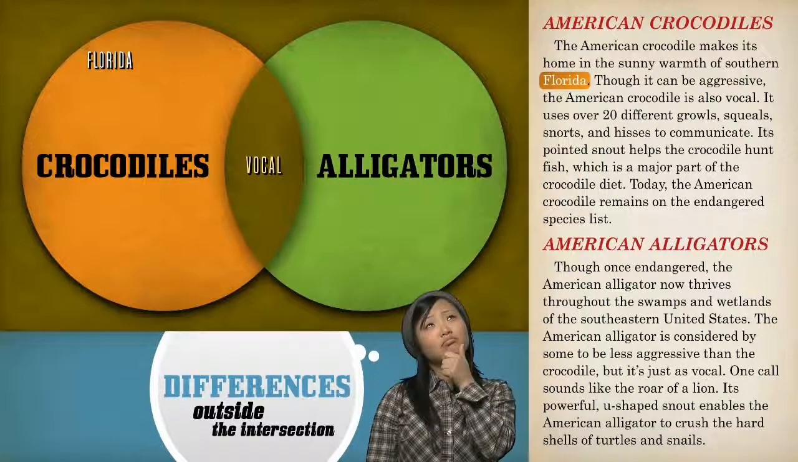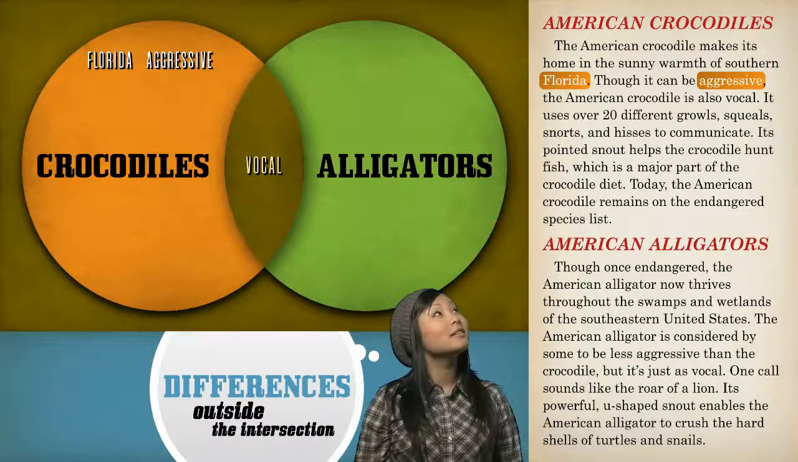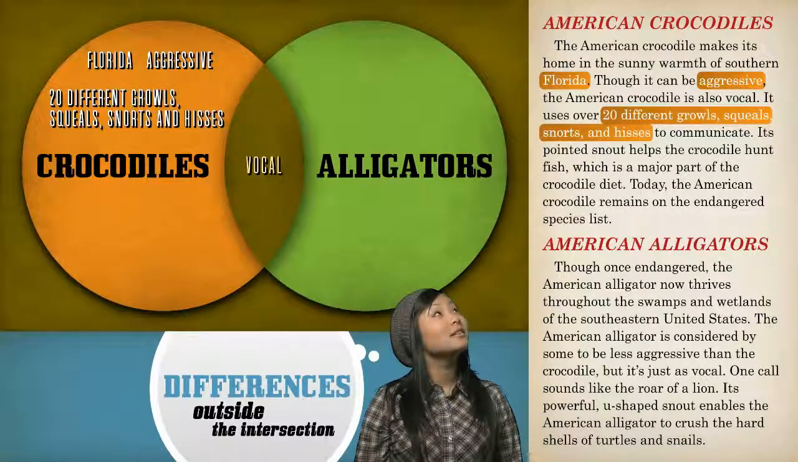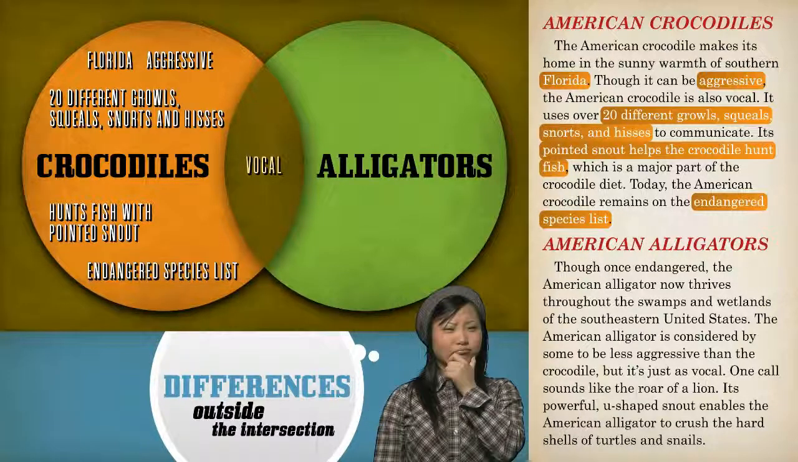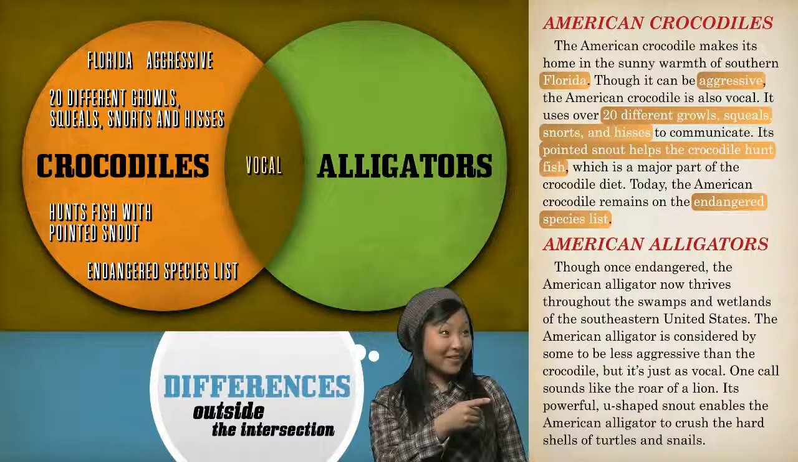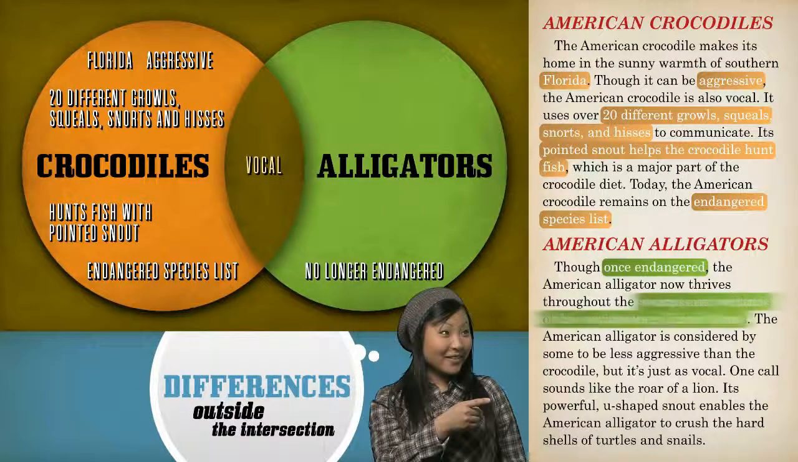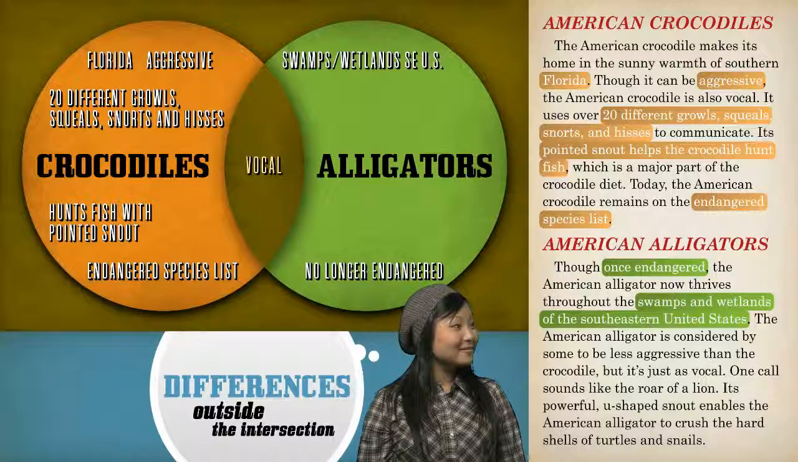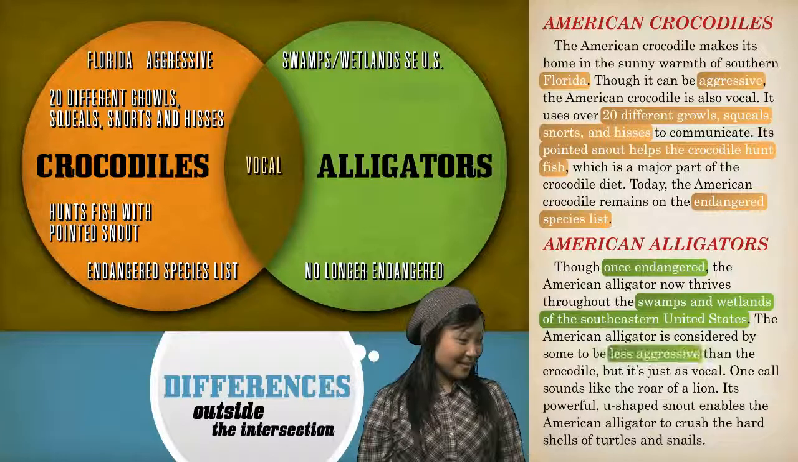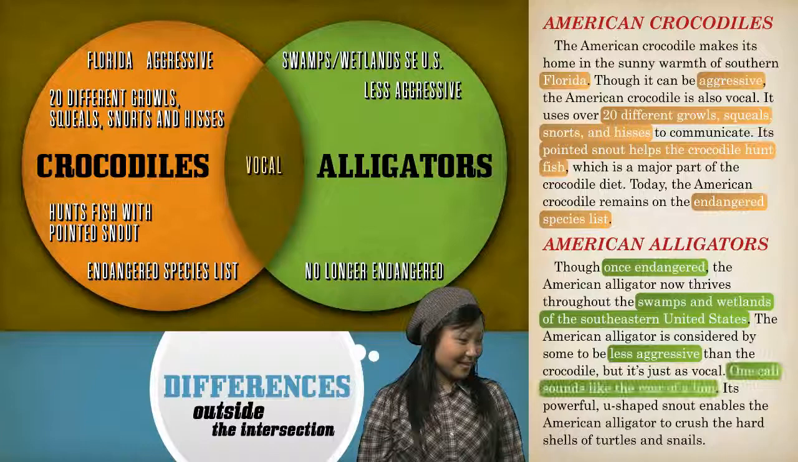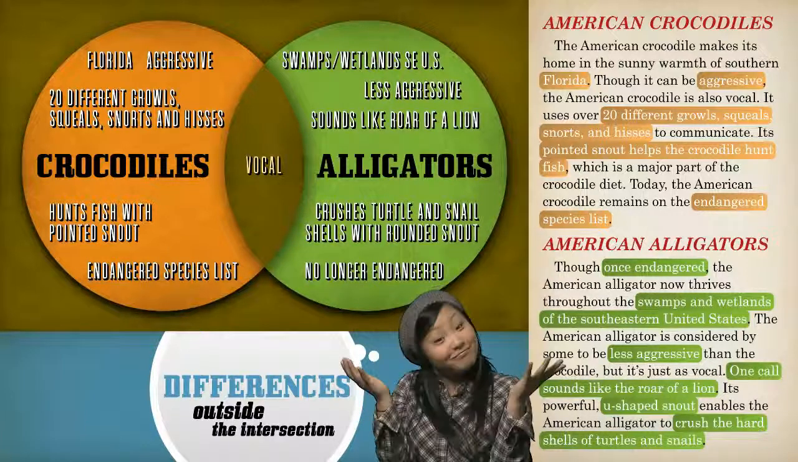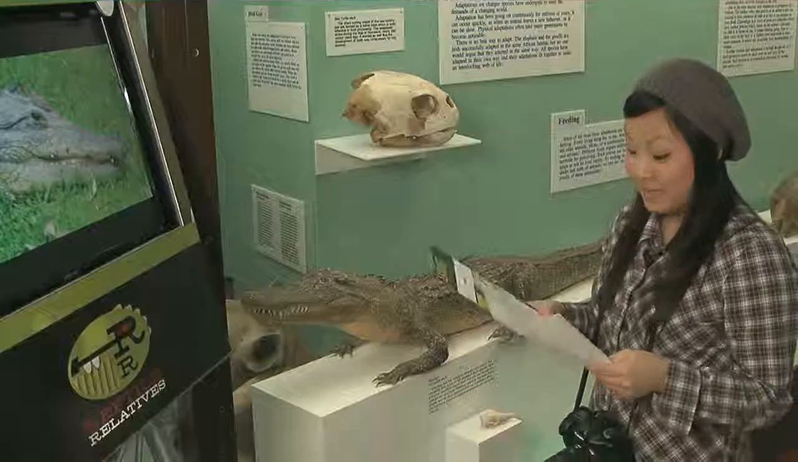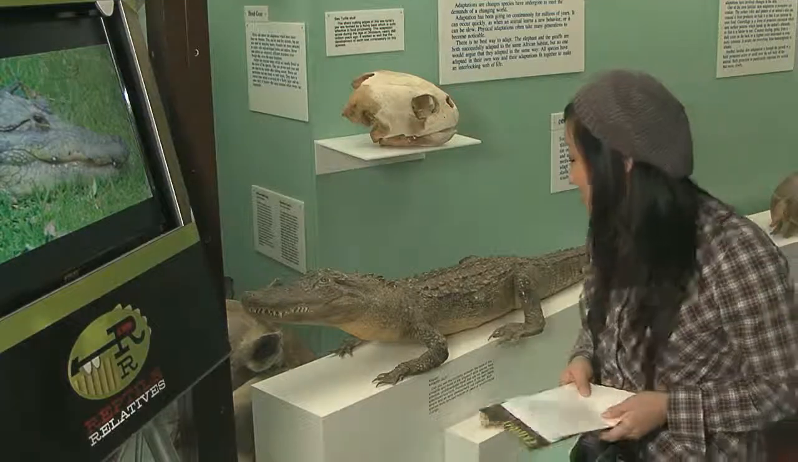Crocodiles live in southern Florida. They're aggressive. They have 20 different growls, squeals, snorts, and hisses. They hunt fish with their V-shaped pointed snout, and they're on the endangered species list. Alligators are no longer endangered. They live in swamps and wetlands of the southeastern United States. They're less aggressive than the crocodile. They can sound like a lion. They use their U-shaped snout to crush the hard shells of turtles and snails. Sam will like this. See you later, fella.